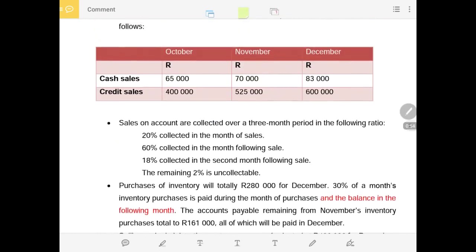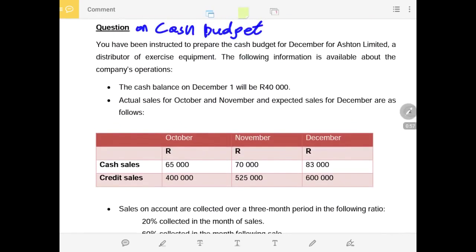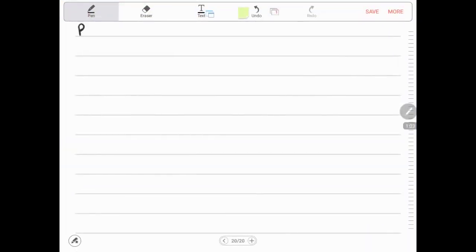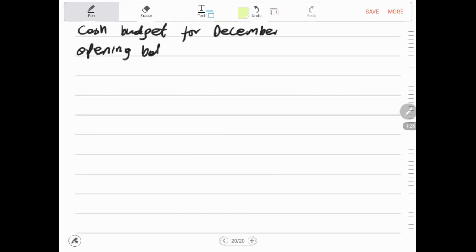So now, if we are doing a budget for the month of December, then let me immediately go and prepare my budget schedule. I know that I'm doing a cash budget for December, so I say cash budget for the month of December, and I will be recording all that is necessary. My cash budget starts with the opening balance. Some exercises don't start with the opening balance, but I prefer to start with the opening balance on the 1st of December, the first day of the month of December.